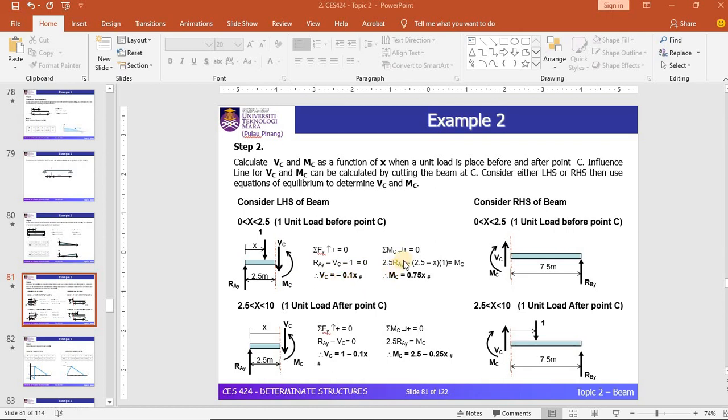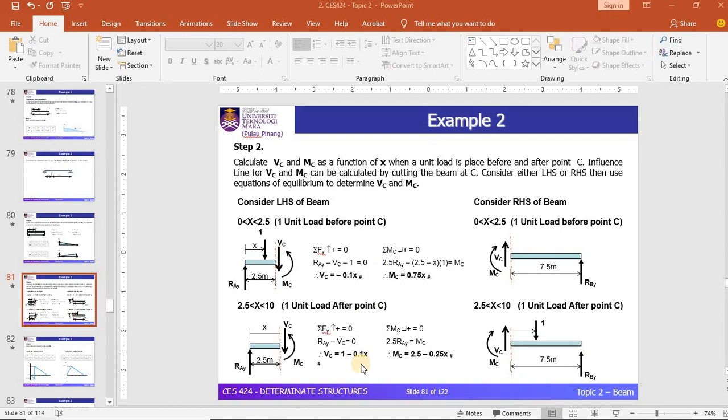Okay, so let me move on to the bending moment equation. By taking moment about point C, you can see that we have 2.5 multiplied with the RAY, in a clockwise direction, and we have the one unit load. The distance of the one unit load towards this cut section is equal to 2.5 minus x, which is this distance. And simplifying this equation, you can see that the MC is equal to 0.75x. Okay, so we just obtained two equations, which are shear force and bending moment for the first range.